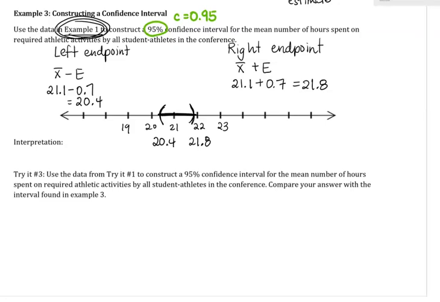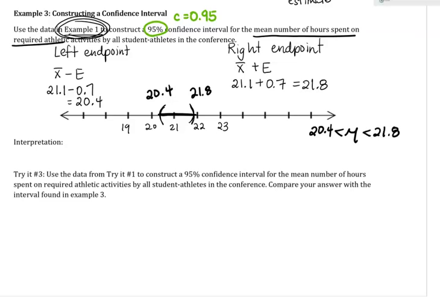And so we are saying, I'm going to move those up here, 20.4 and 21.8. So what we are saying then is that we are estimating that the population mean, not just the sample mean, but the population mean for the number of hours spent on these athletic activities is bigger than 20.4, but smaller than 21.8, somewhere in between those two numbers.